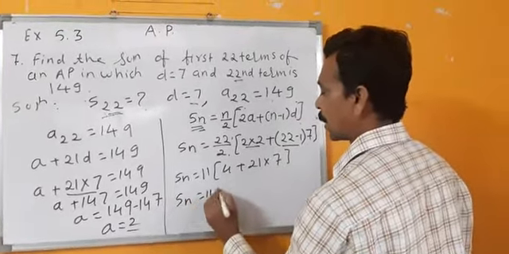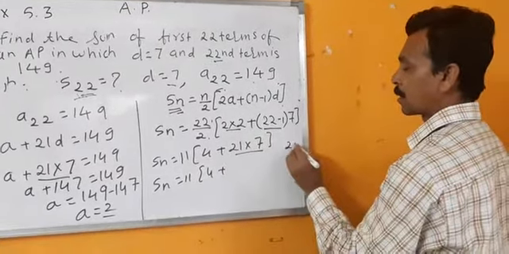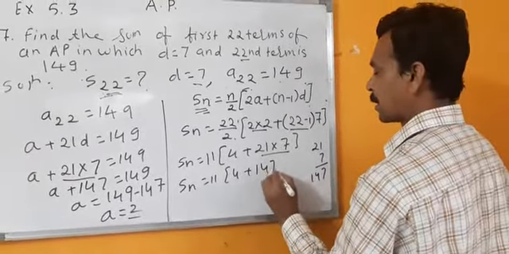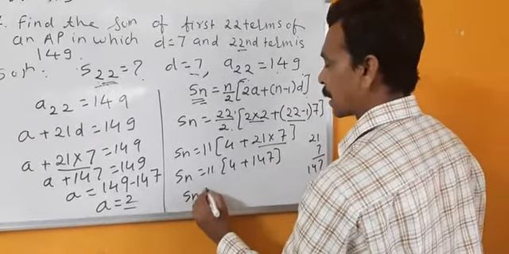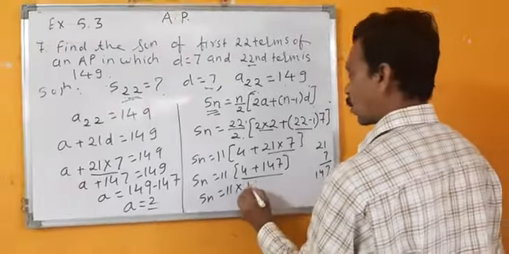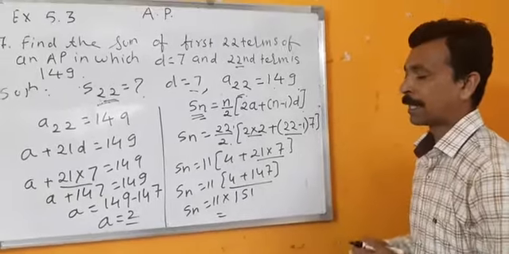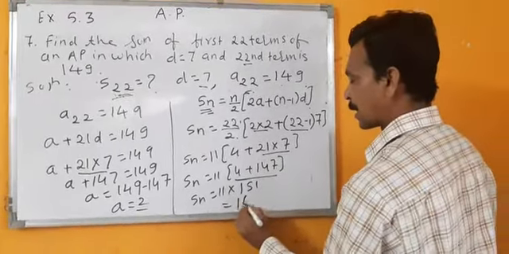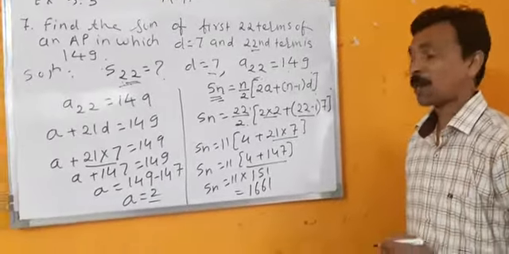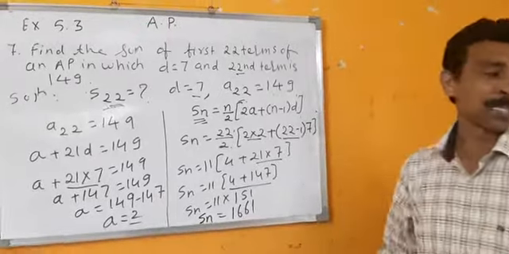Sn is equal to 11 into 4 plus 21 sevens, which are 147. Sn is equal to 11 into, the addition in the bracket is 151, and 151 into 11 is 1661. So Sn is equal to 1661.